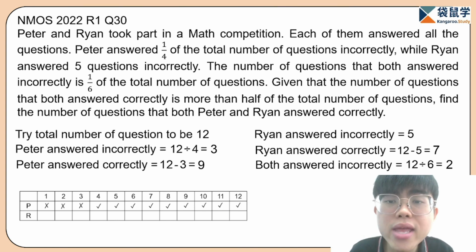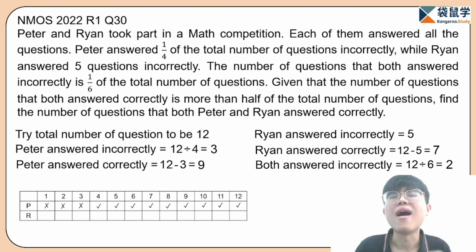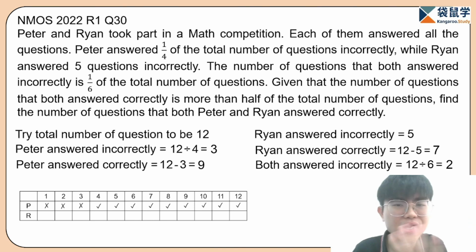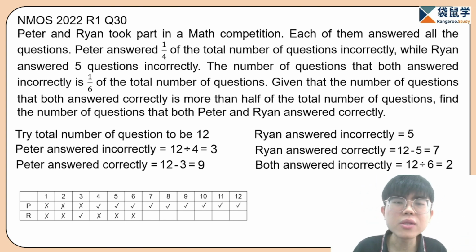Next, we know that Ryan answered 5 questions incorrectly. So can we just put a cross for the first 5 questions? We actually cannot do that, because the number of questions that both answered incorrectly is just 2. So we put the cross for the first 2 questions. Then question 3 for Ryan should be correct. And then we put the cross for questions 4, 5 and also 6. So the remaining questions will all be correct.